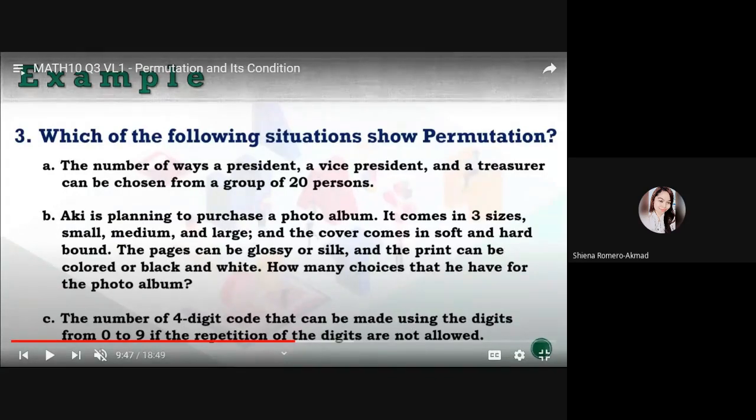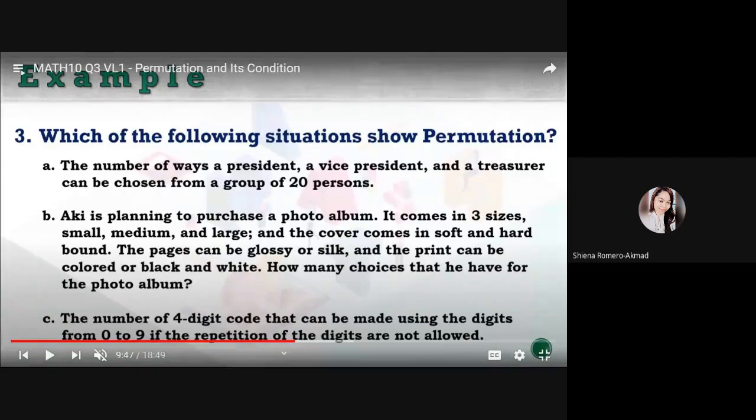Princess. Hindi kita naririnig. Naka-turn on yung mic mo pero wala akong naririnig. Sige, later na lang.